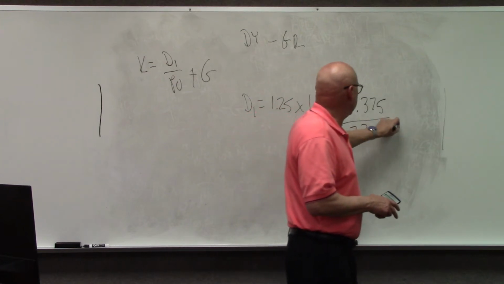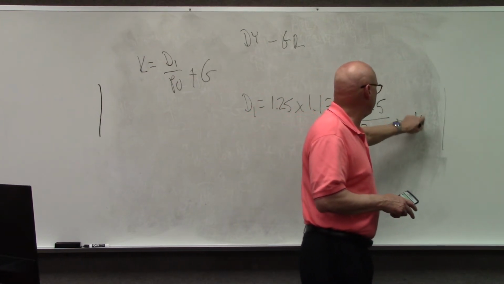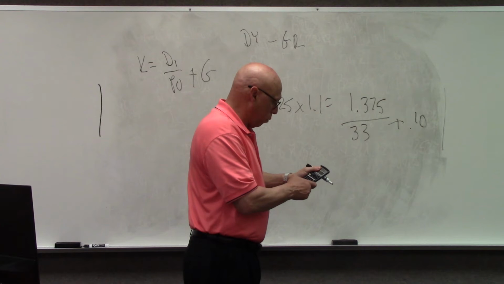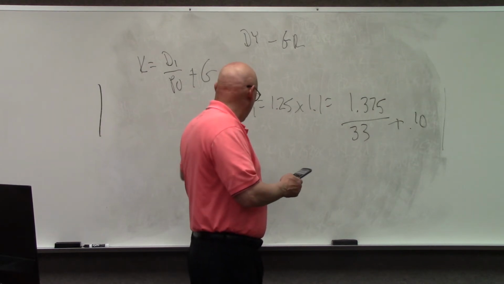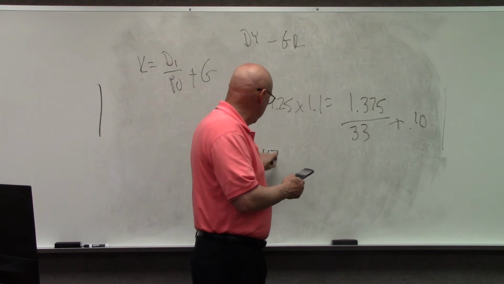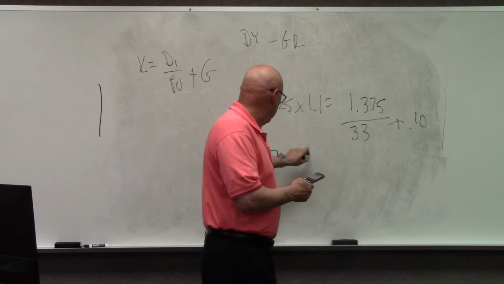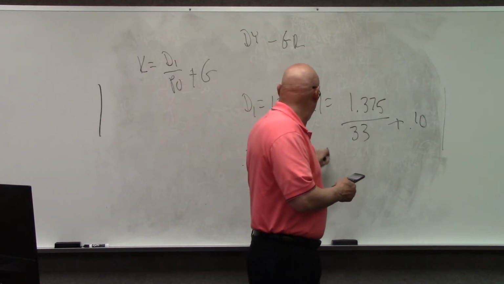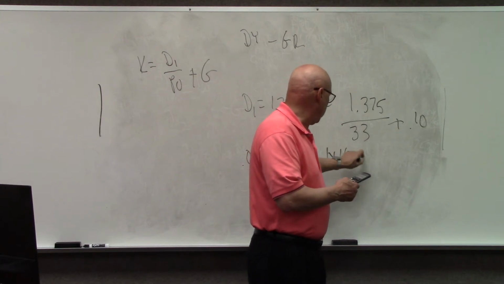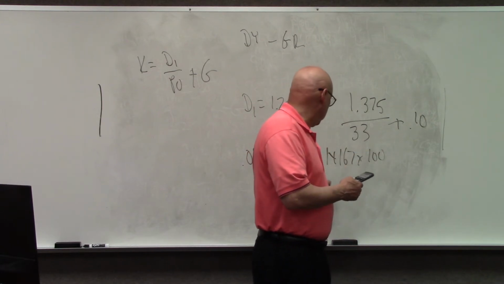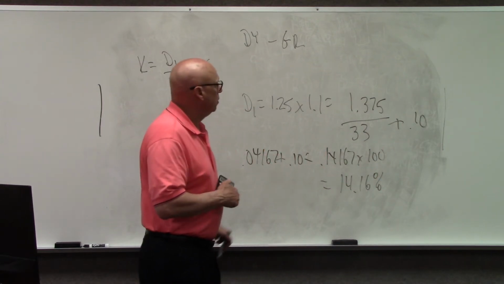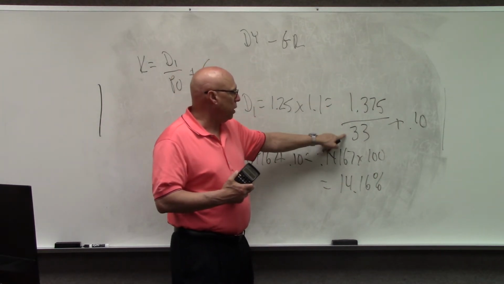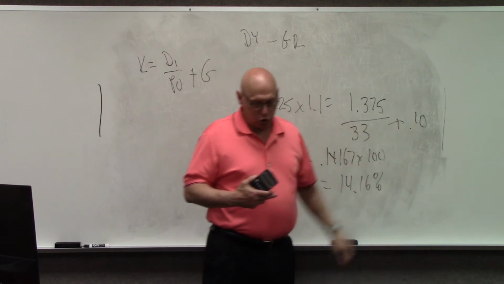Okay. Plus the growth rate of 10%. So 1.375 divided by 33 is equal to 0.04167 plus 0.1 is equal to 0.14167 times 100, which is 14.16%. D1 over P0 plus g.